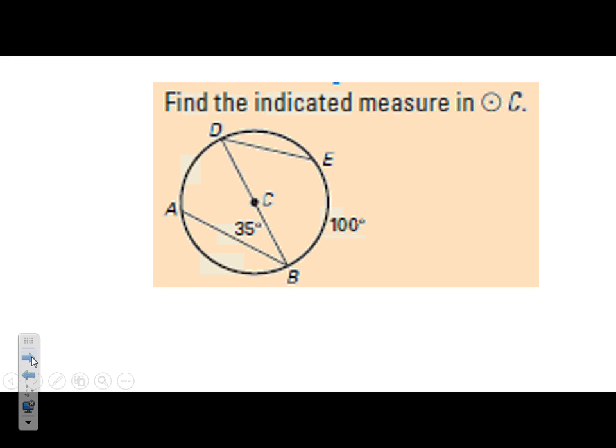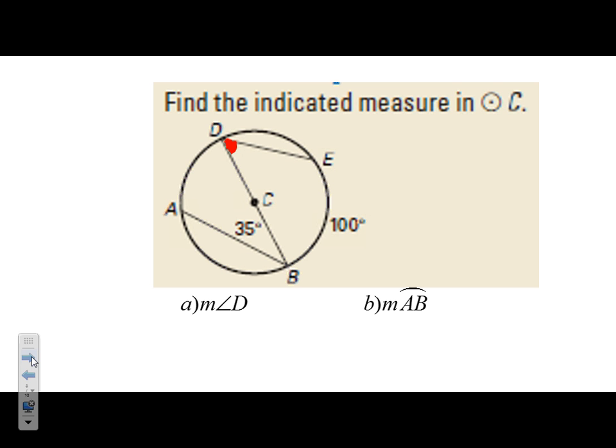We have this beautiful circle. We need to find the indicated measure in circle C. So using what we already know, how can we figure out angle D itself and the measure from A to B on the curve, or on that arc? So let's look at angle D. Angle D is right here.